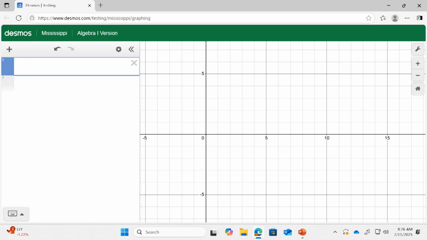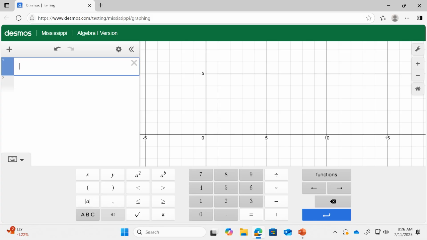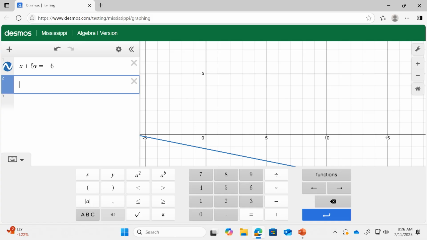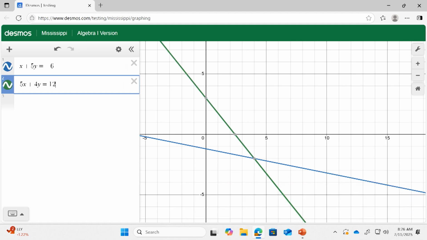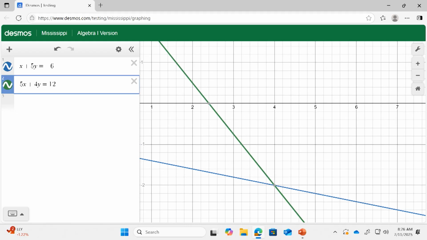Let's look at B. So I have x plus 5y equals -6. Possible, possible. Then I'm going to put my next one in, which is 5x plus 4y equals 12. This is not, because it crosses at 4, -2, and it crosses at 4, -2. So yes, it is one of our answer choices. So we're going to go ahead and circle B.